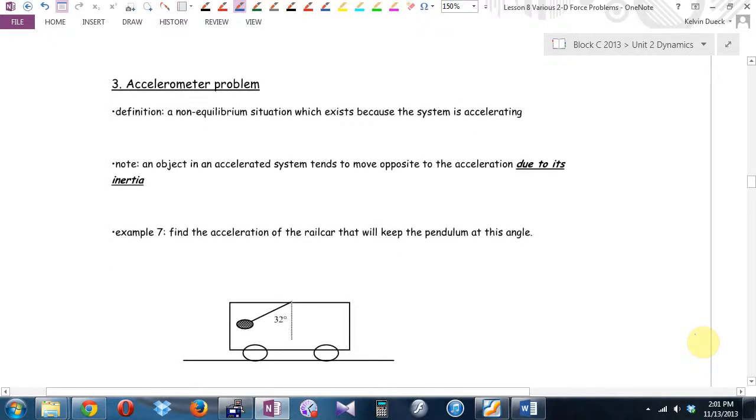Number 3. Accelerometer problem. What's the definition? A non-equilibrium situation which only exists because the system is accelerating. Your net force isn't 0, but an object that's accelerating tends to move in the opposite direction to the acceleration due to its inertia.